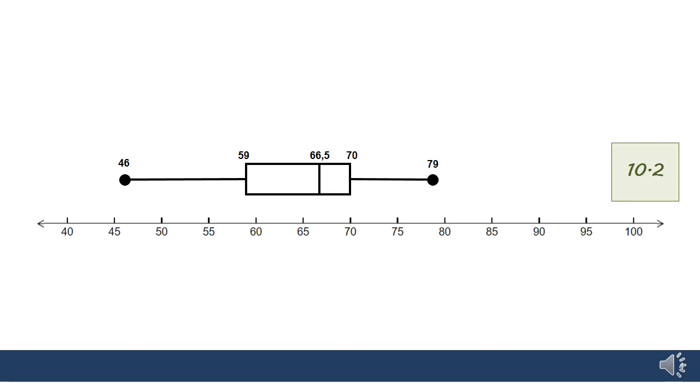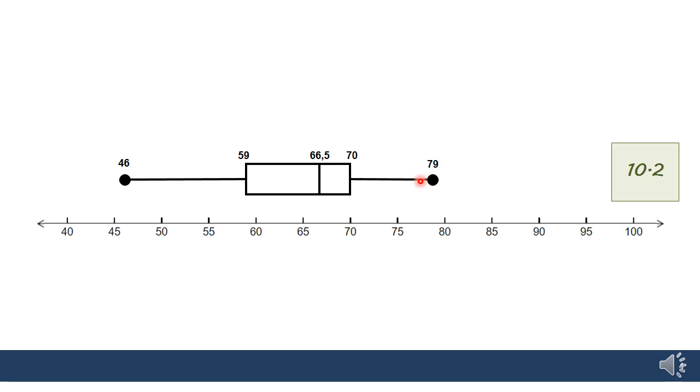Here's 10.2's data by itself. And we're going to look at this to see what the distribution is like and if there's any skewness in this data. So first, let's remember what the box and whisker shows us: the minimum, quartile 1, quartile 2, which is the median, quartile 3, and the maximum.